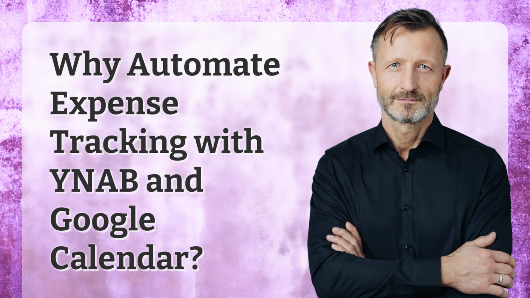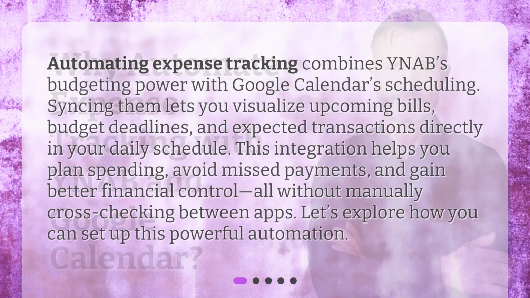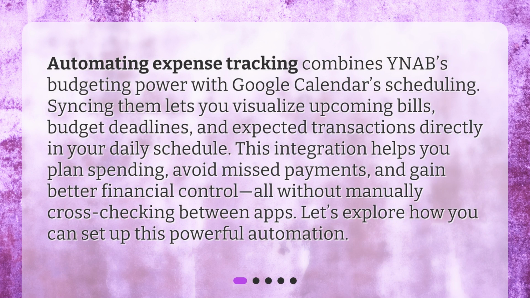Why automate expense tracking with YNAB and Google Calendar? Automating expense tracking combines YNAB's budgeting power with Google Calendar's scheduling. Syncing then lets you visualize upcoming bills, budget deadlines, and expected transactions directly in your daily schedule. This integration helps you plan spending, avoid missed payments, and gain better financial control, all without manually cross-checking between apps. Let's explore how you can set up this powerful automation.